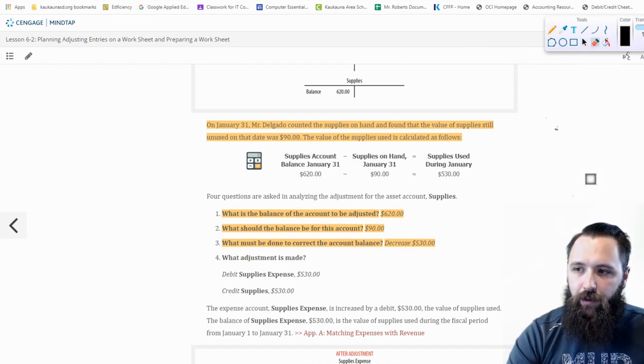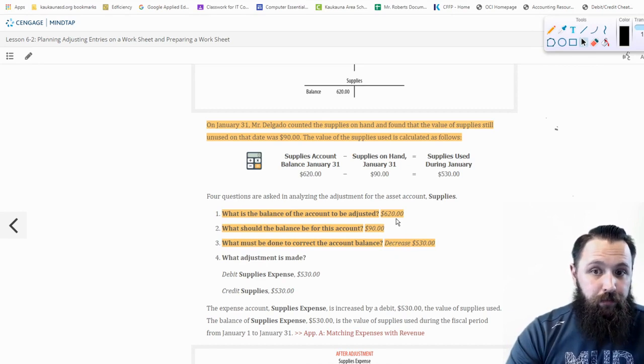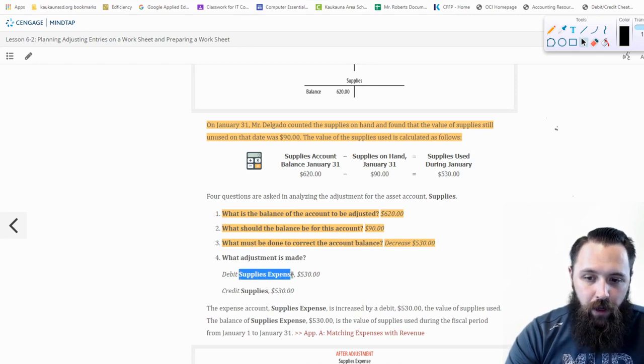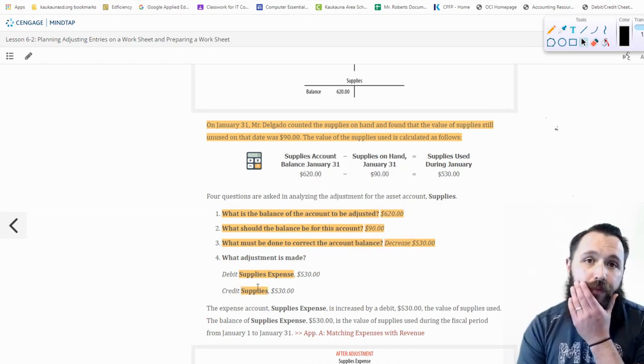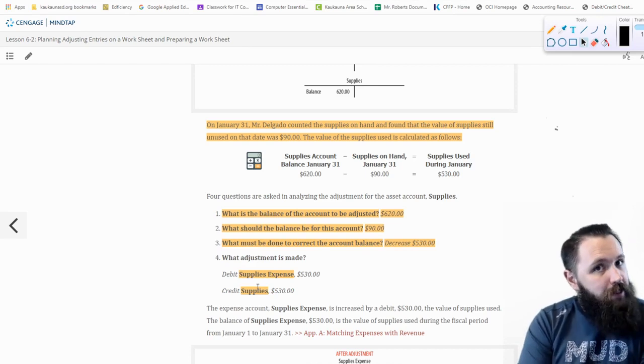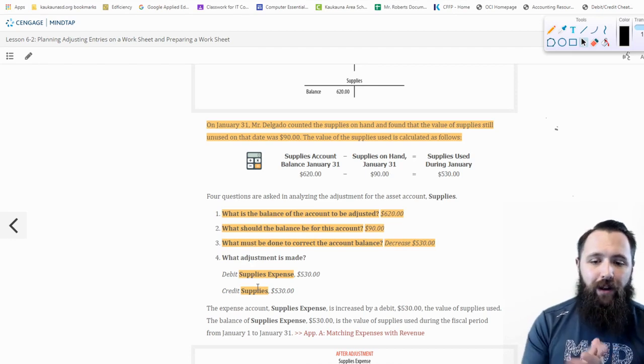I just want to get these numbers out of the way so they're not confusing. So we need to decrease it, right? Because our balance was 620, now it should be at 90. What do we have to do? We need to decrease it. What adjustments need to be made? When they ask this question, just remember, you're making adjustments for 2 of these accounts: supplies expense and supplies. So what are we doing when we credit supplies? Well, we're decreasing it, because supplies is an asset and has a normal debit balance. So we need to decrease it, we're going to credit it.